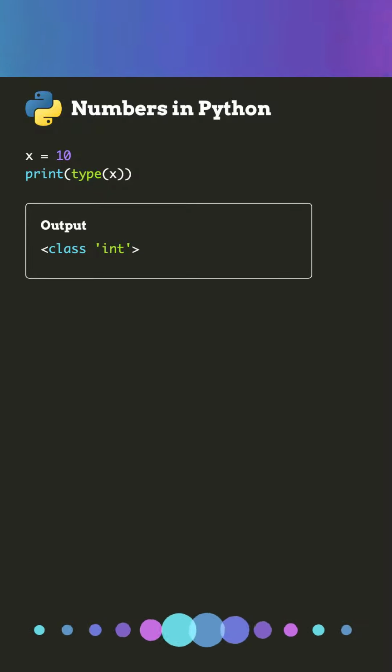An integer is a whole number, positive, negative, or zero. For example, in this code, we declare a variable x and assign it the integer value 10. The type function tells us x is indeed an integer.